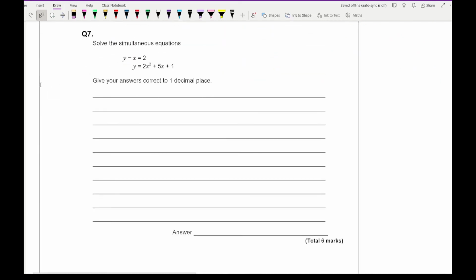Moving on to question 7, it says solve the simultaneous equations, and give your answer to 1 decimal place. So this means we need to use the quadratic formula, and it's worth 6 marks, which means we're going to have to do a bit of rearranging.